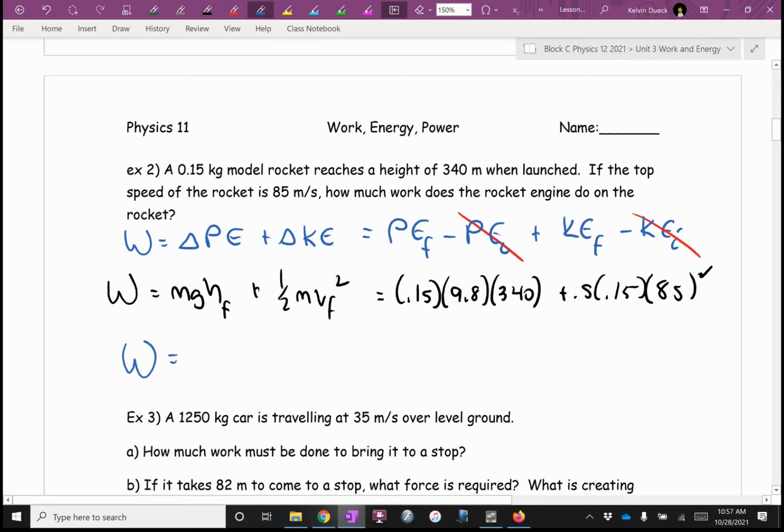It's on your formula sheet. You probably have another PE equation under gravity. What'd you get? Sorry? 499.8? Is that right? I'm skeptical. 1041? So 1042? Let's go 1040 joules.